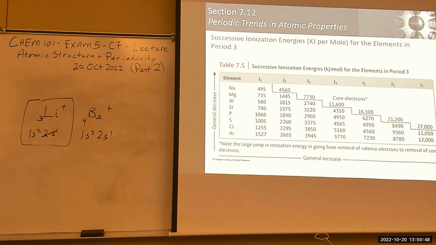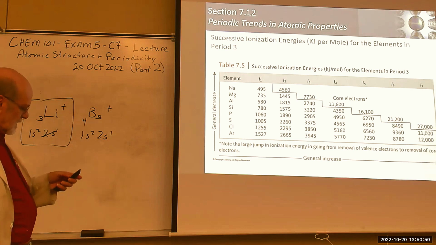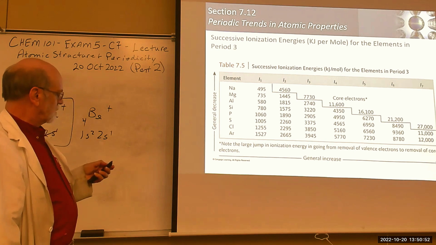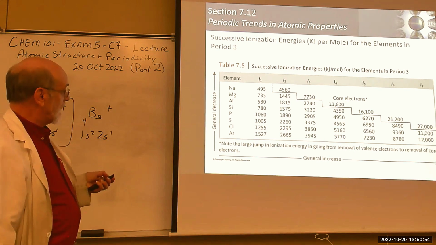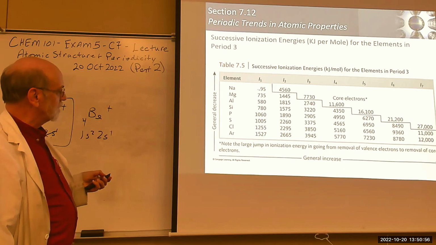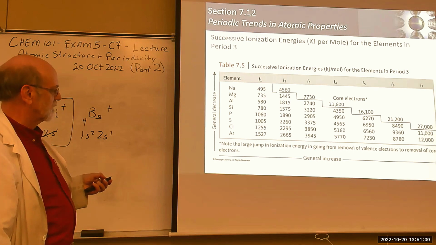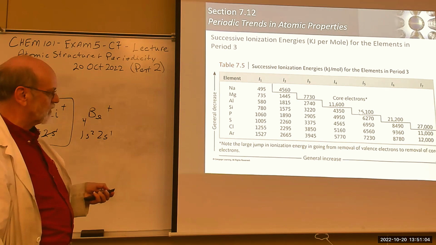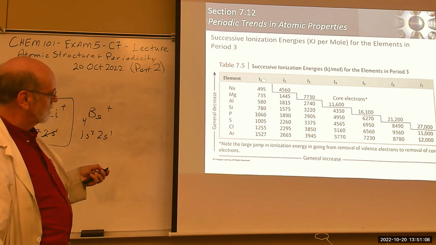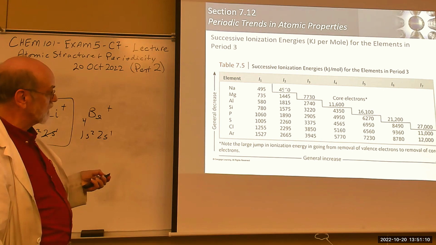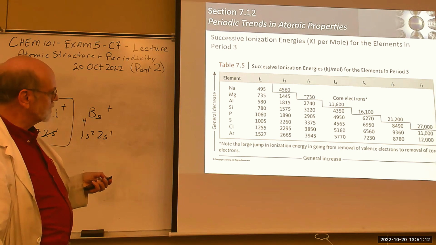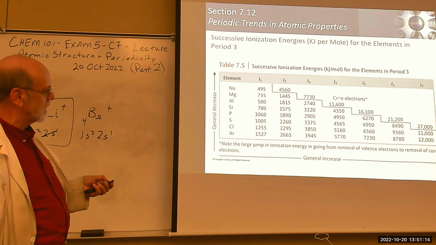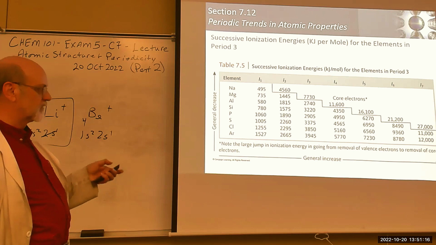All right. And this chart came straight out of your book. It just makes the point at where the breaking line is between valence electrons and core electrons. So you notice that here between these two, you get a huge jump because second ionization for sodium would be core. Third ionization for magnesium would be core. Fourth ionization for aluminum would be core, and so forth.